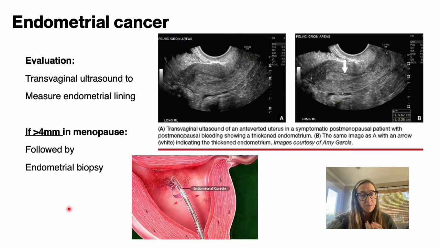And to evaluate, we typically get a transvaginal ultrasound to measure the lining. We want that lining to be less than 4 millimeters, and if it is not, then an endometrial biopsy is indicated.